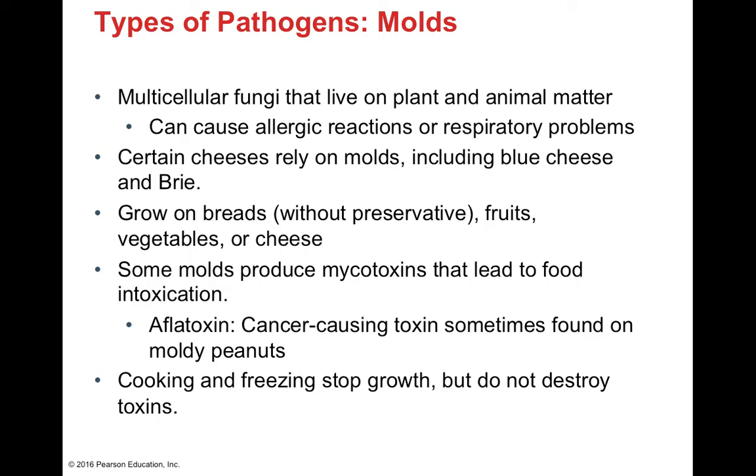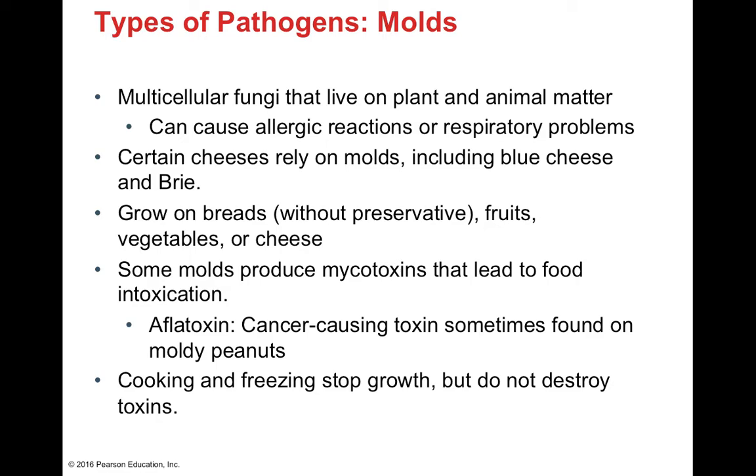Other types of pathogens include molds, such as the multicellular fungi. These guys can live on plant or animal matter, and they can cause all sorts of severe reactions, including respiratory problems and allergic reactions. But they're also something that we use in our daily life, particularly in our dietary life. We can make particular cheeses with it, particularly blue cheese and brie cheese, which are common classics. The brie has that moldy skin, and blue cheese has a particular mold that runs through it in veins. It also grows on breads, fruits, vegetables, and cheeses. So we have a lot of different preservatives that we add to help prevent this growth.